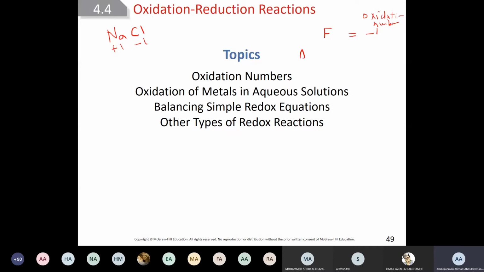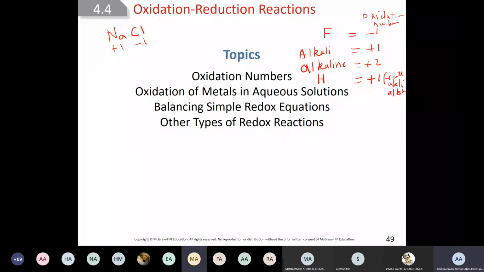Okay, alkali metals are always what? +1. Very good. Alkaline earth metals are always +2. Oxygen or hydrogen first? Let's do hydrogen. +1, except if it is with an alkali or alkaline element, it will be -1, a special case. Clear?